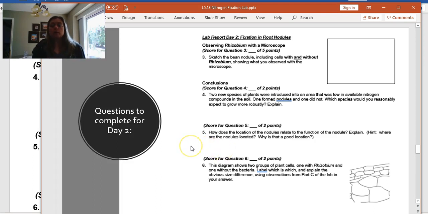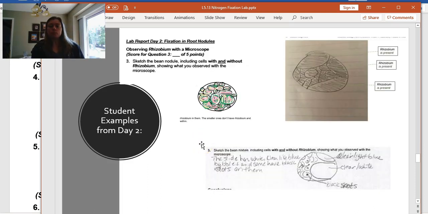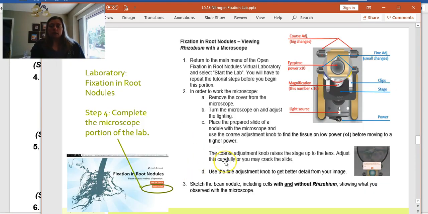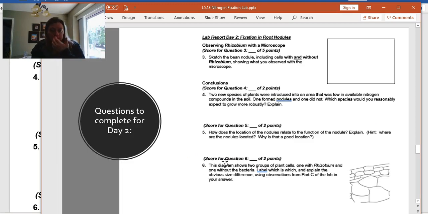All right, number 5, how does the location of the nodules relate to the function of the nodules, i.e., think about where they're located on the plant. Why is that a good location? And then for this diagram, it's actually much simpler. It should be sort of what you saw in the microscope. You need to identify which one has rhizobium bacterial infection and which one doesn't. Label them and explain the obvious size difference using observations that you made from up here. Okay?